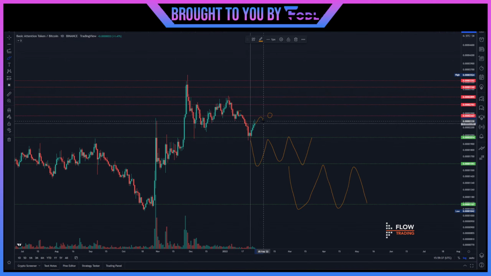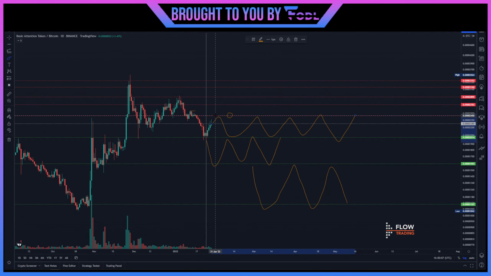So essentially we go up to here and then come back and either test this level, this area here, as a range, or we could perhaps drop down here, or even drop down to this one here, or even a combination of the two in a wider range, but those are less likely. Like I said, I do prefer these tighter ranges, so just bear that in mind. You can pause the video as well and copy some levels of support and resistance onto your chart. But essentially it's range trading for this right now, unless something crazy happens with Basic Attention Token.